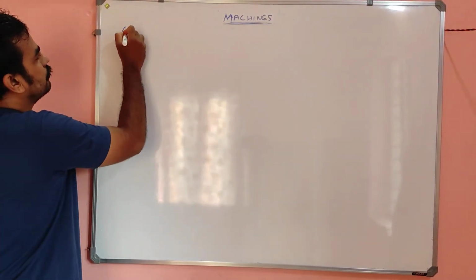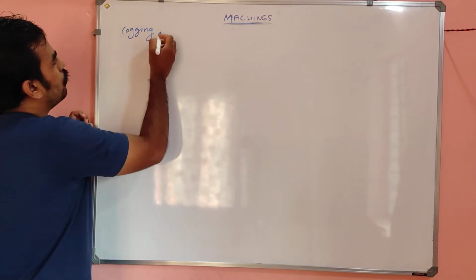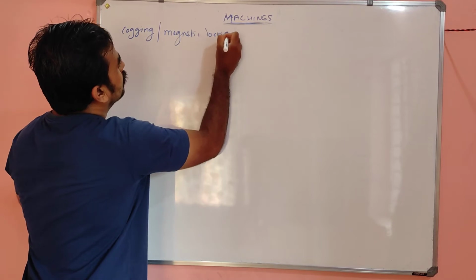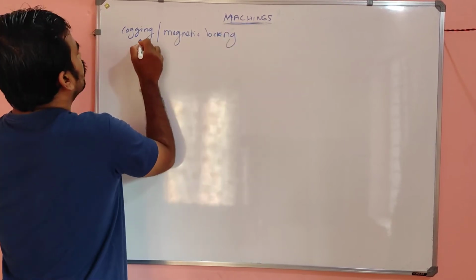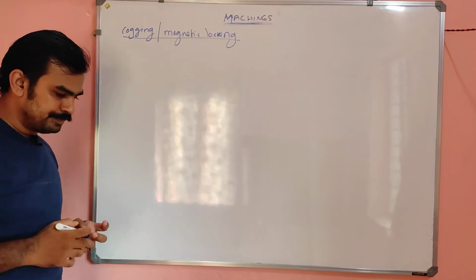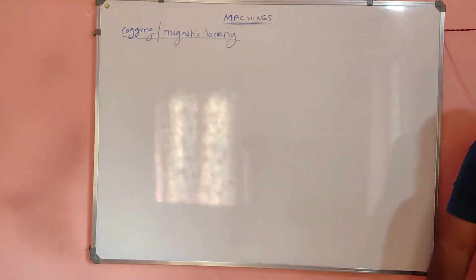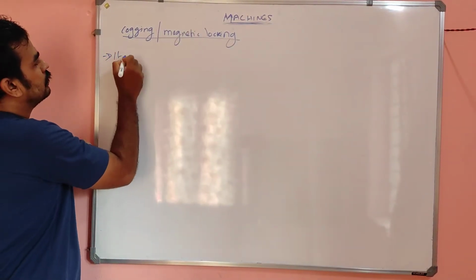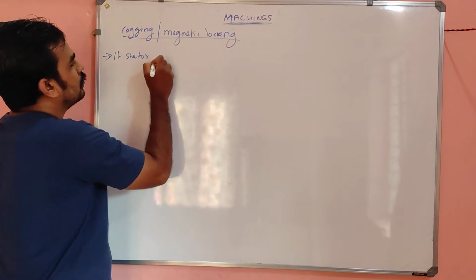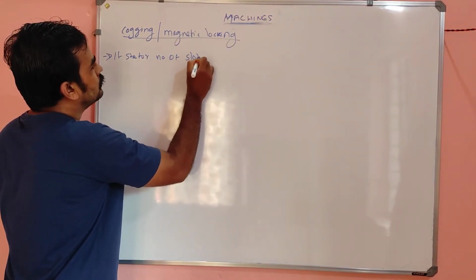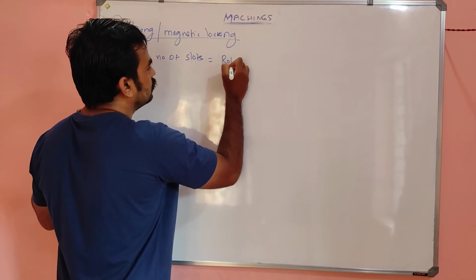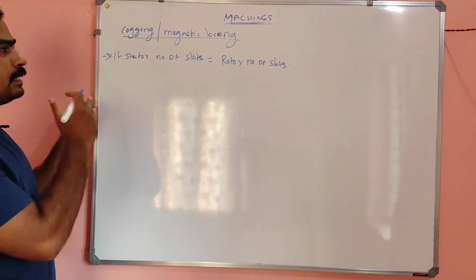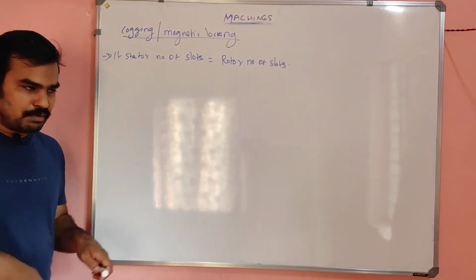Next term, cogging or magnetic locking. What is that? If the stator number of slots is equal to the rotor number of slots, then what happens?